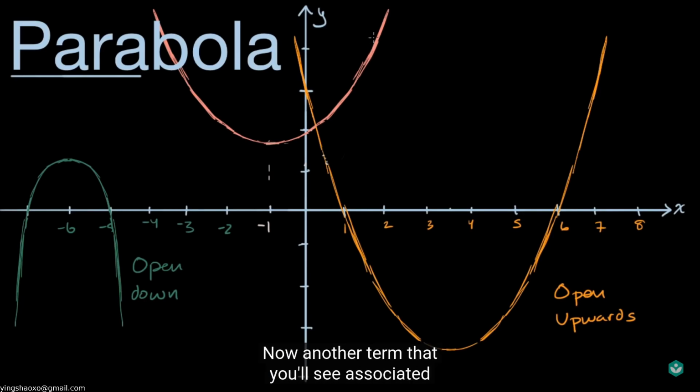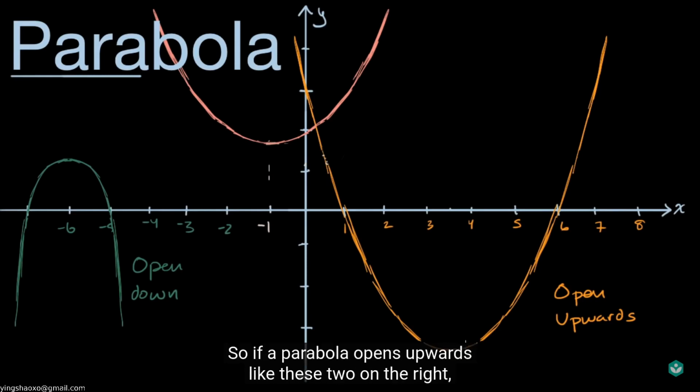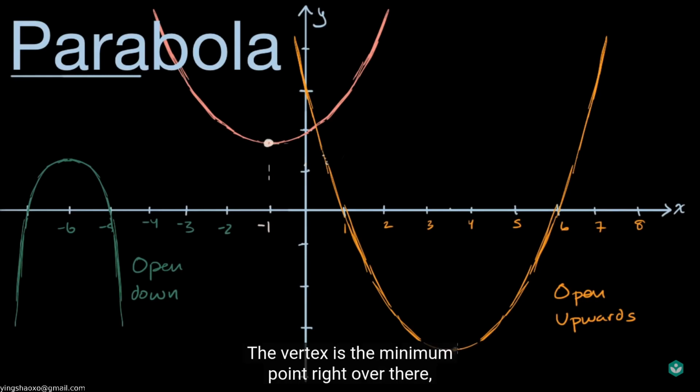Now, another term that you'll see associated with a parabola, and once again in the future we'll learn how to calculate these things and find them precisely, is the vertex. And the vertex you should view as the maximum or minimum point on a parabola. So if a parabola opens upwards, like these two on the right, the vertex is the minimum point. The vertex is the minimum point right over there.